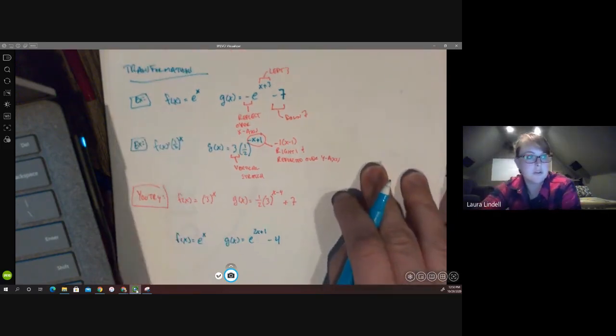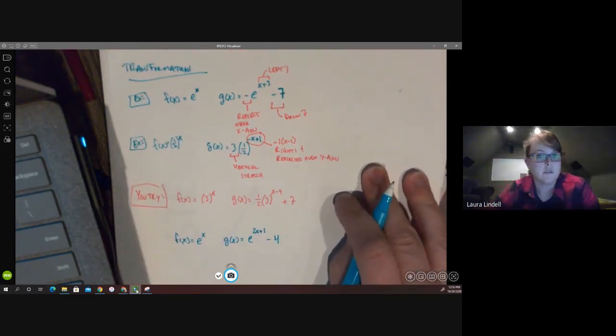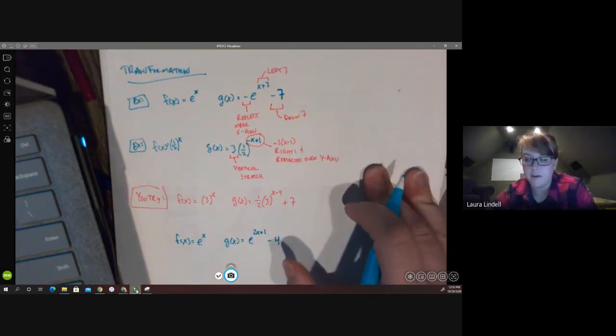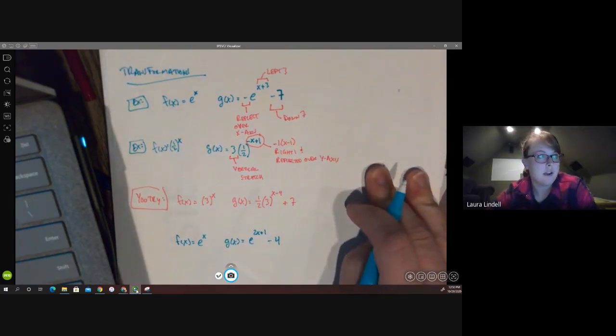All right, so there's two for you guys to try. So try and figure out what the transformation is for this one and for this one. And when you think you've got it, type trick or treat into the chat.